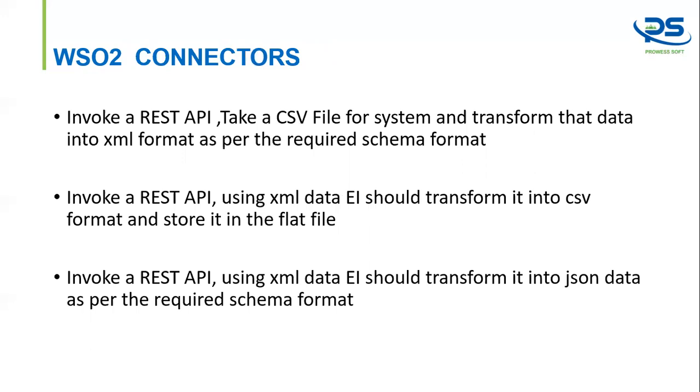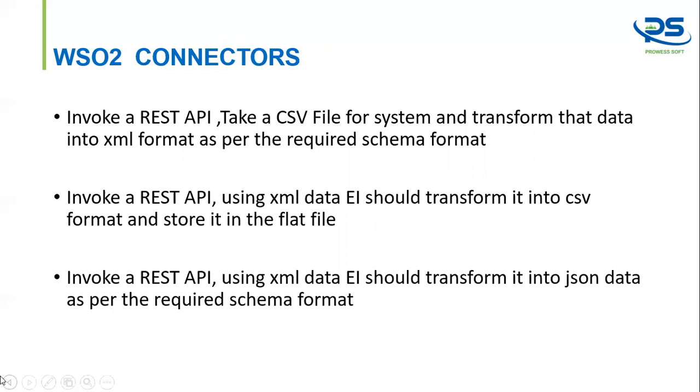The second implementation is where we will be sending a huge amount of XML data using Postman, and EI will take the data and transform it into CSV format as per the naming conventions and everything, and store it in a flat file.